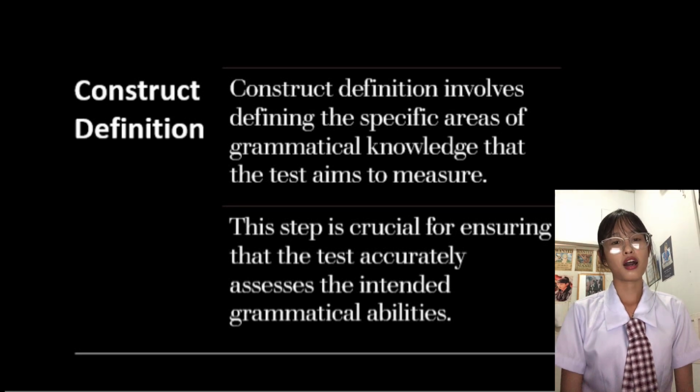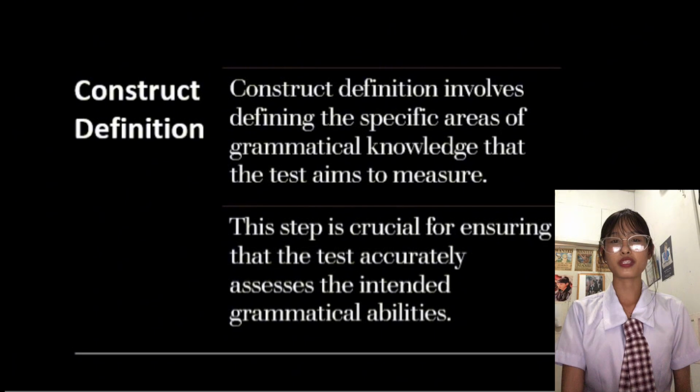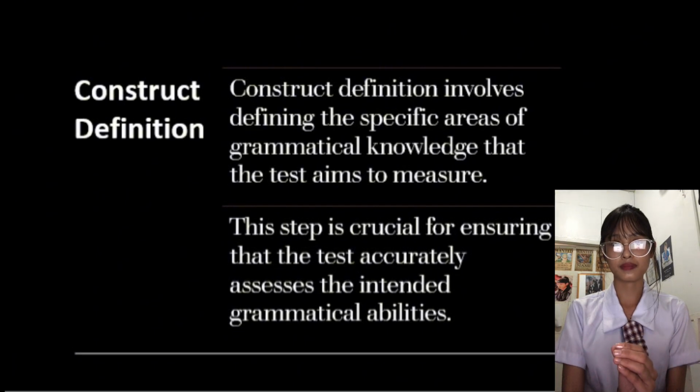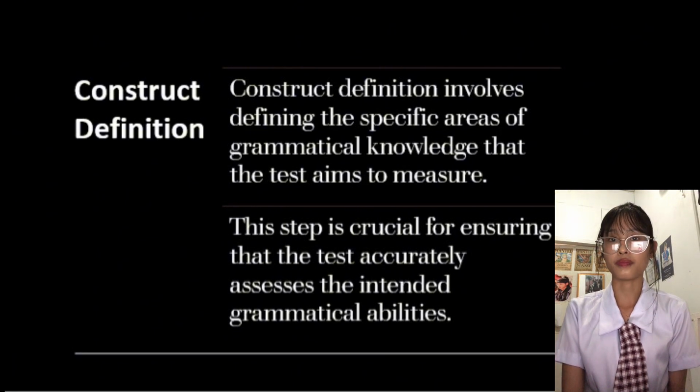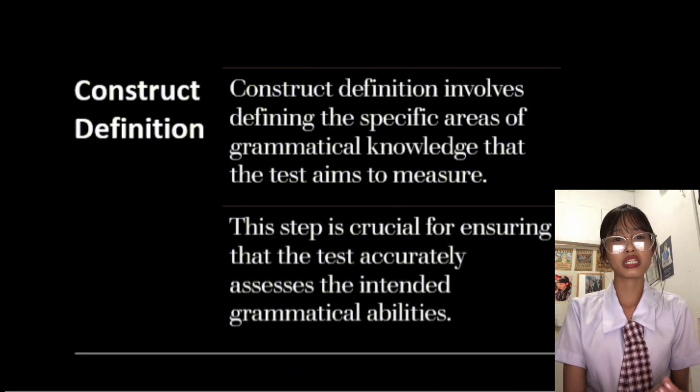And next is construct definition. Construct definition involves defining the specific areas of grammatical knowledge that the test aims to measure. So this means identifying the specific grammatical skills that you want to assess. For example, if you are creating a test to assess students' ability to write persuasive arguments, you might define constructs such as argumentation, logical reasoning, evidence-based support, and clear organization.